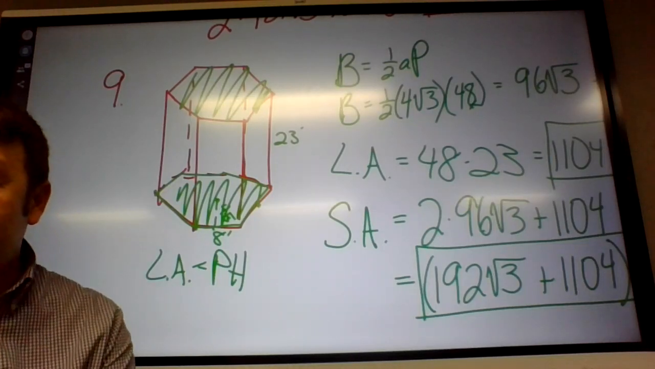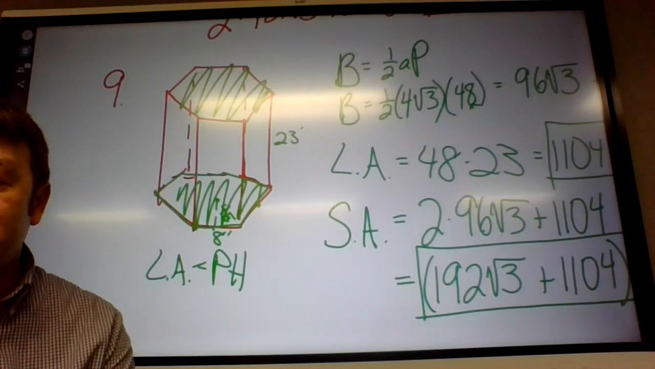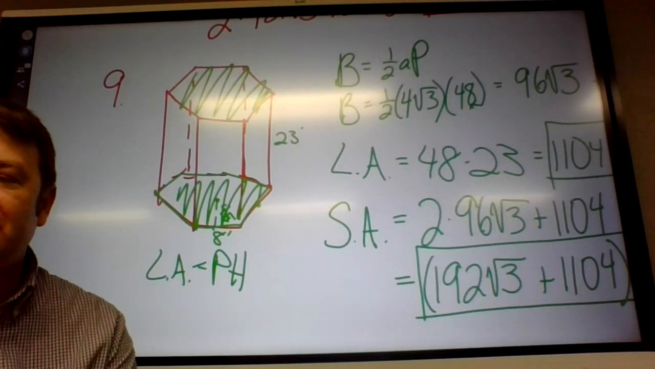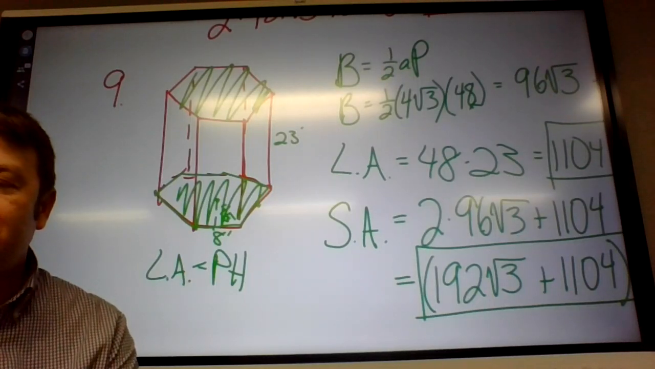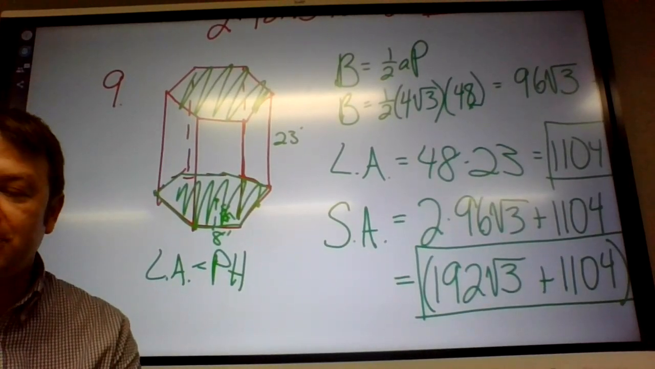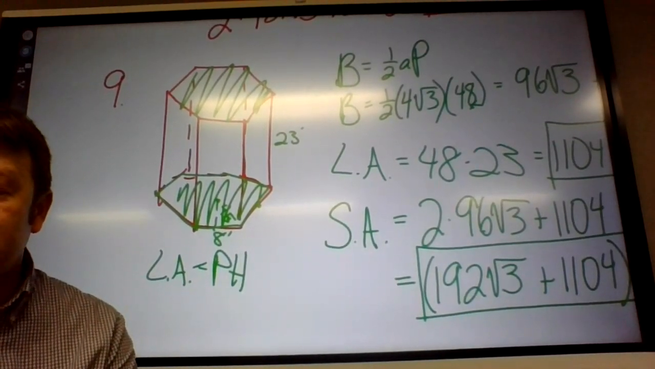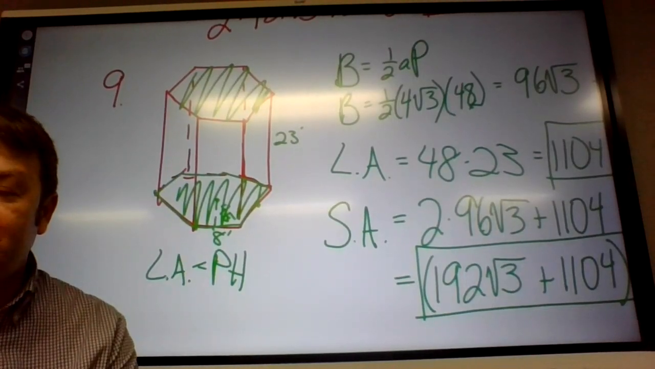So on number 6, what's the perimeter of the base? 156. Perimeter of the base. 4 times 3. Yes. 12. And the height is 13. So you just do 12 times 13.